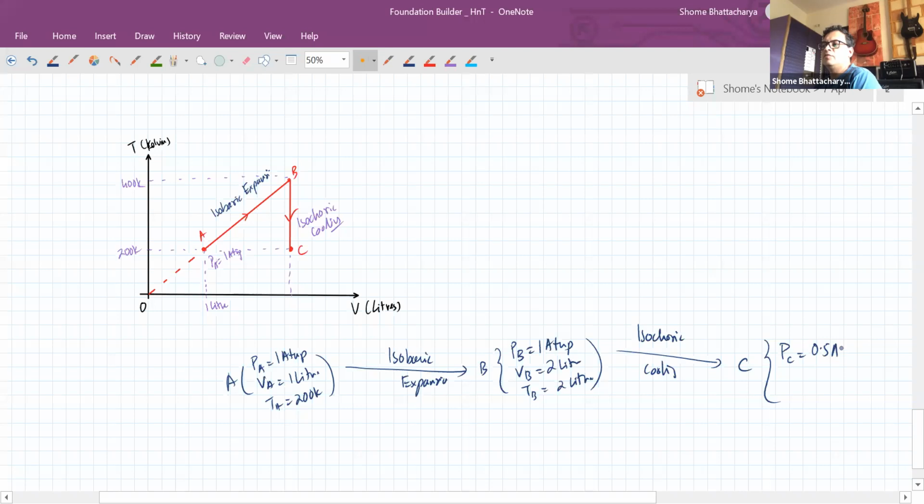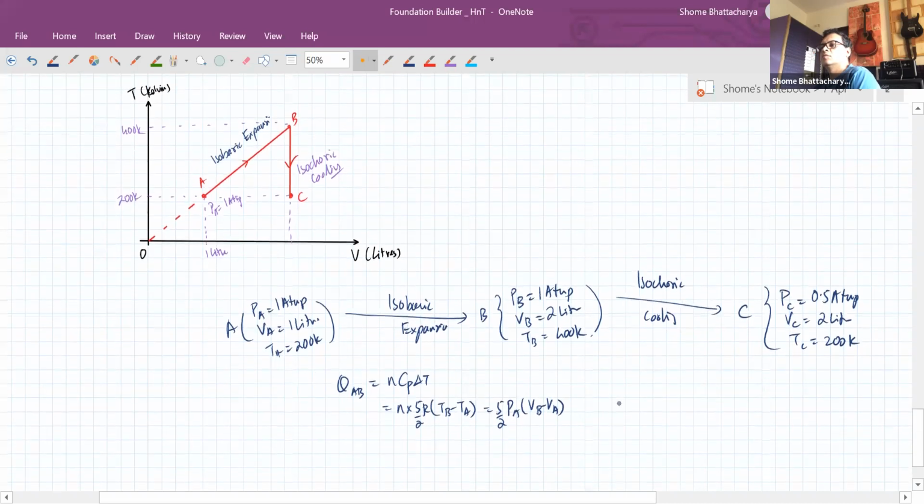Okay. So the pressure is 0.5 atmospheres. Volume remains constant at 2 liters. And temperature has reduced to 200 Kelvin. Okay. So now you can see that Q during AB is nCp delta T, or that is 5 by 2 into this common pressure into the volume difference. So 1 atmosphere into 2 minus 1. So that's our QAB.